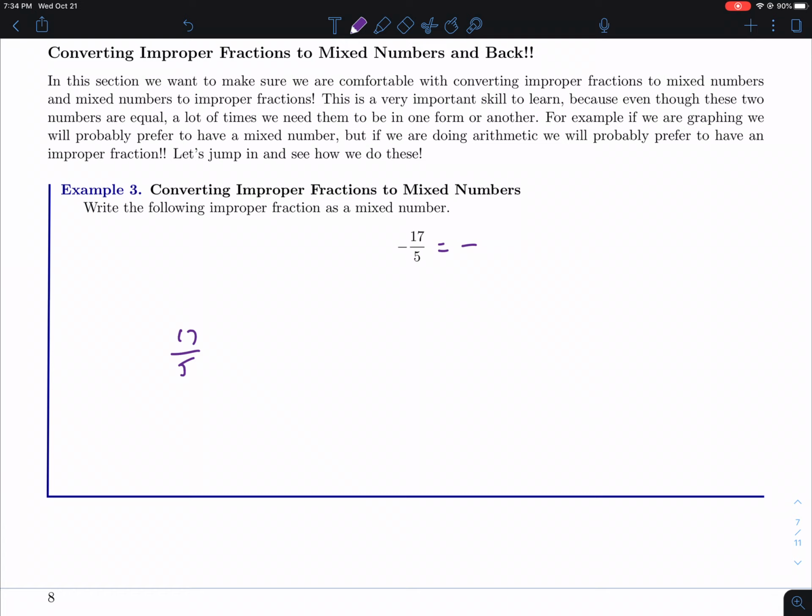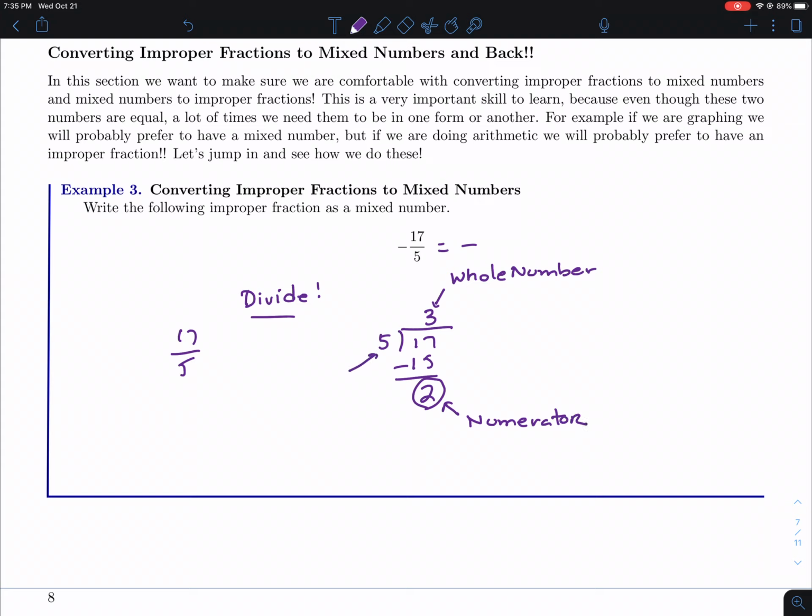All right, so to go from an improper fraction to a mixed number, what we want to do is actually divide this guy. Use long division. So the 5 is going to go on the outside, the 17 is going to go on the inside, and then we just look and see how many times 5 goes into 17. So it looks like 3. So 15, 17 minus 15 is 2. In this case, this is going to be our remainder. So the 3 is going to be our whole number. It's going to be the big number. The remainder is going to be our numerator.